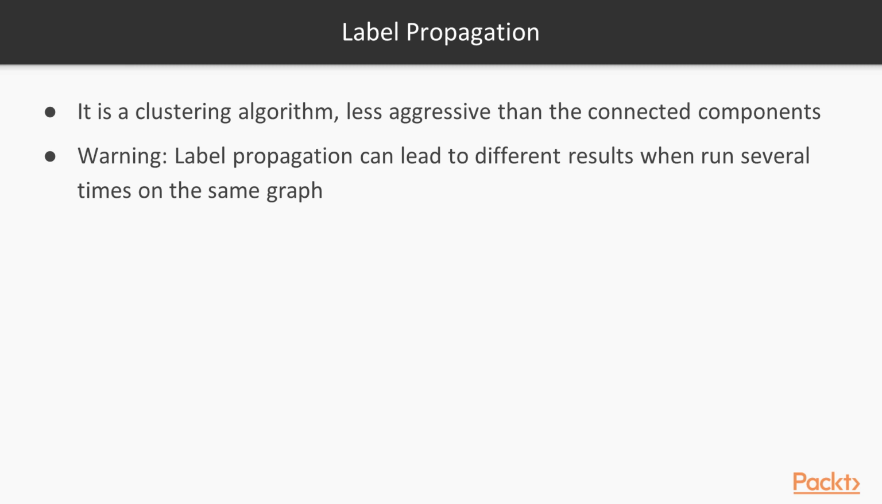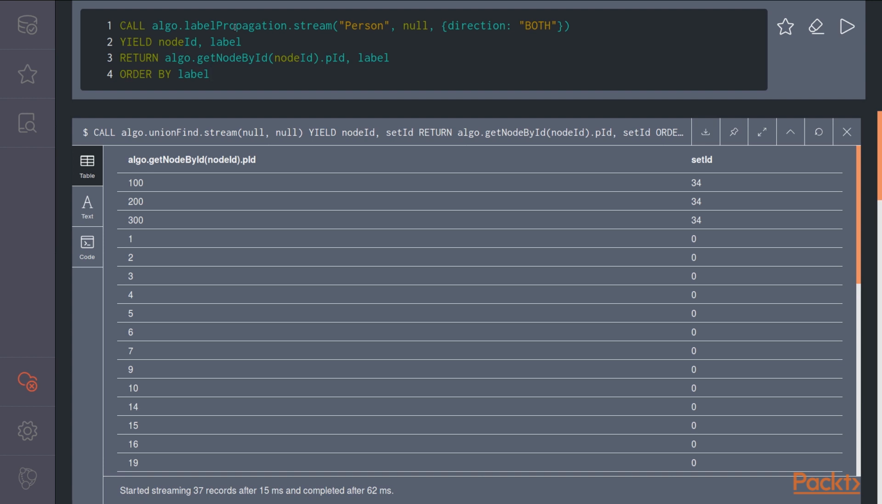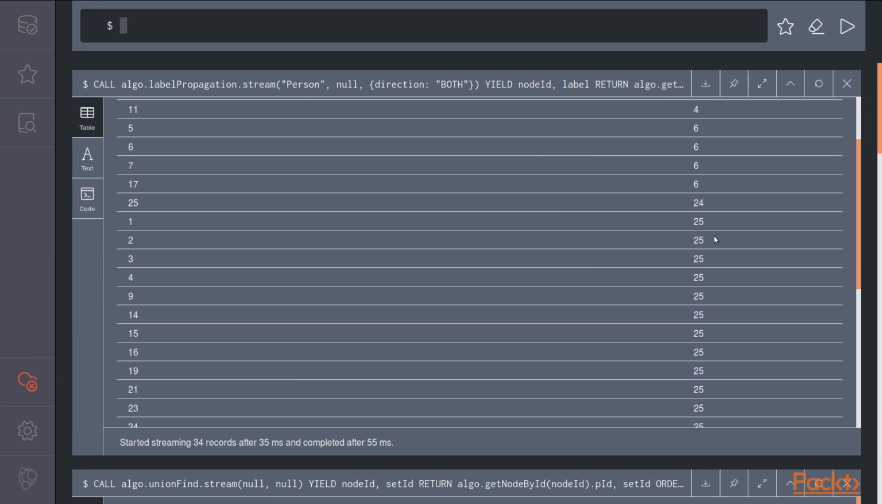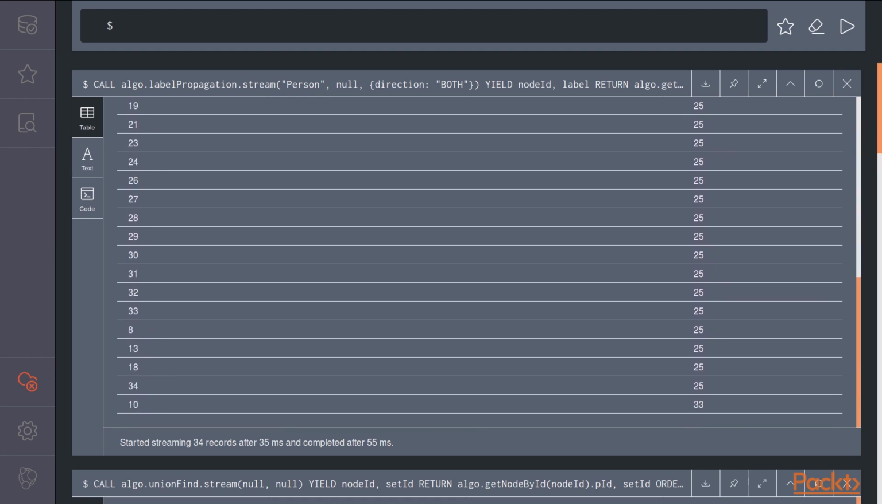Let's run this algorithm again on our Karate Club graph. The algorithm is called label propagation. We can specify that we want our graph to be considered undirected, and it will return the label of each node. So you can see here, the label propagation algorithm managed to find several clusters in our graph.